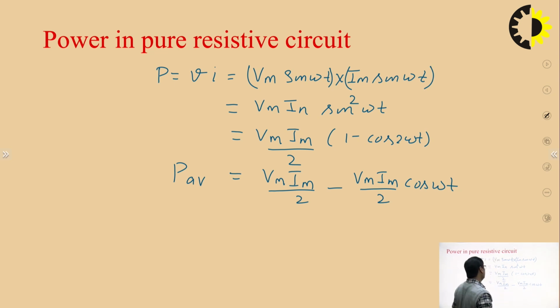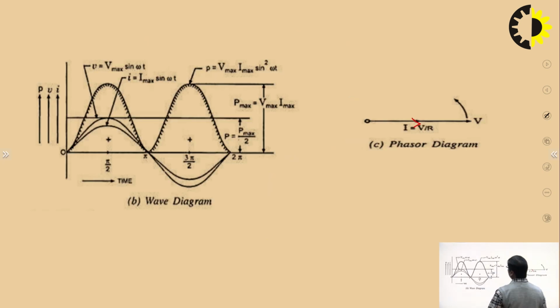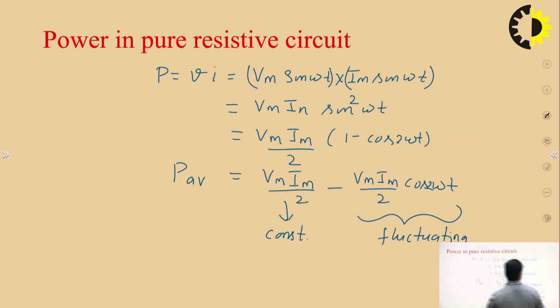When you take the average, the first term is the constant term, and the second term is the fluctuating power, with 2 omega. As you can see here, this is the power. If you take the average of this, it is a cosine function having double frequency, so as I just told you, the average of this term will be 0.